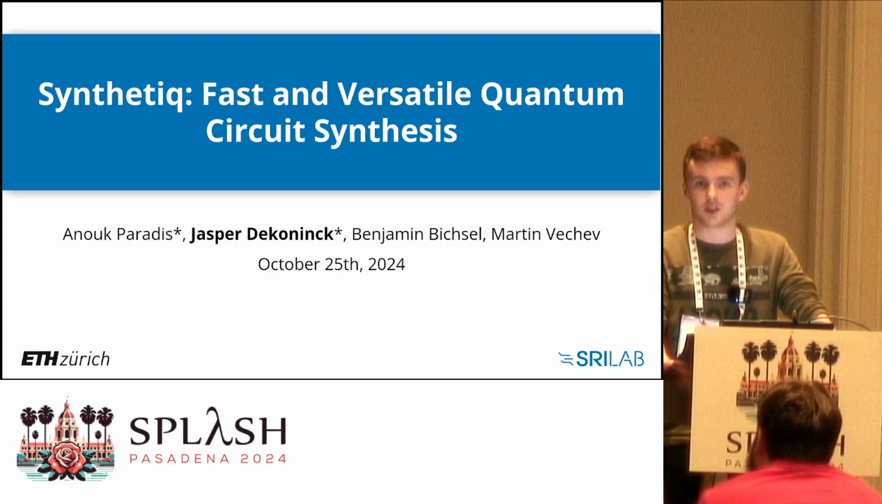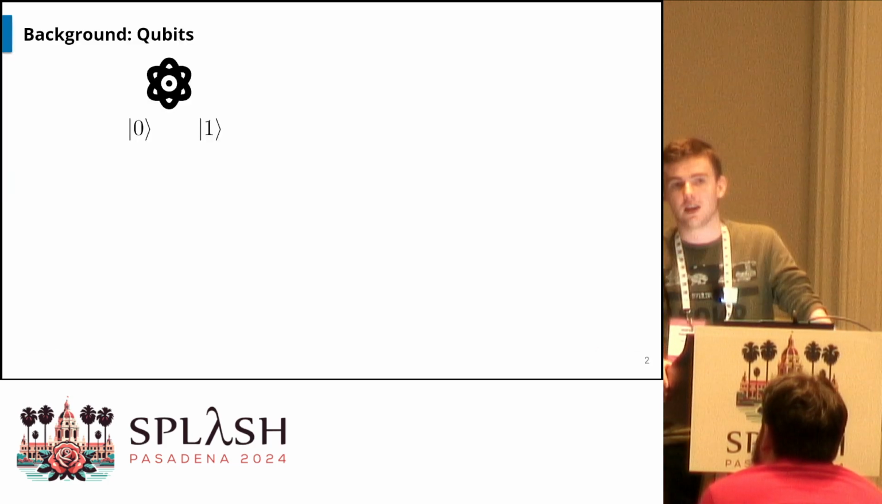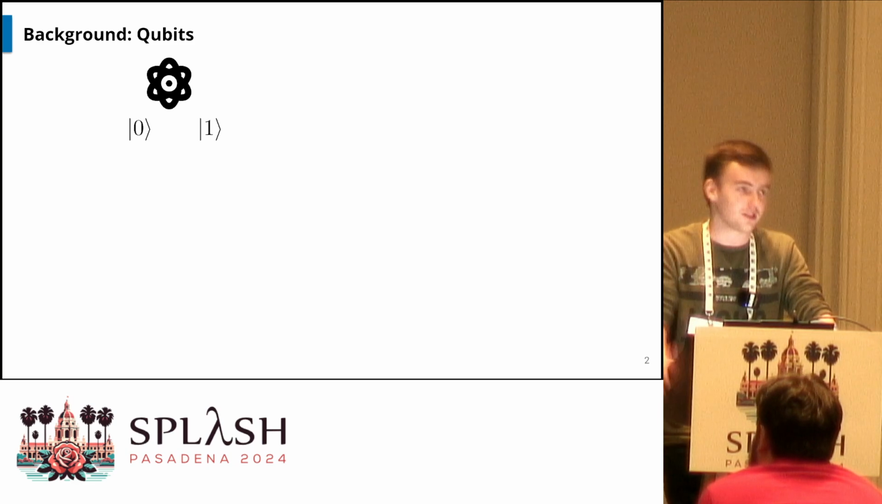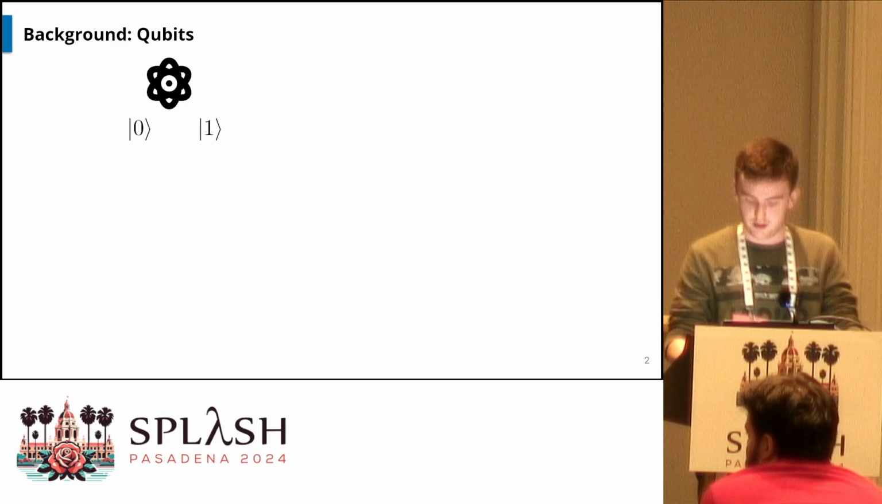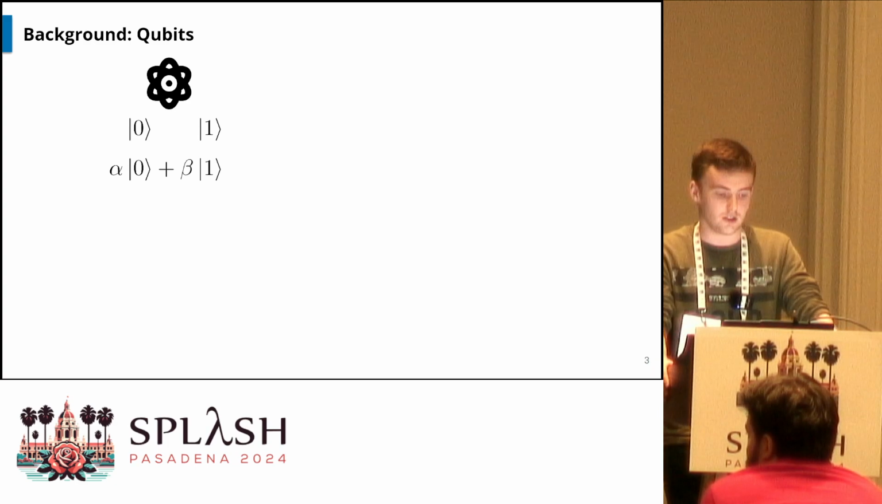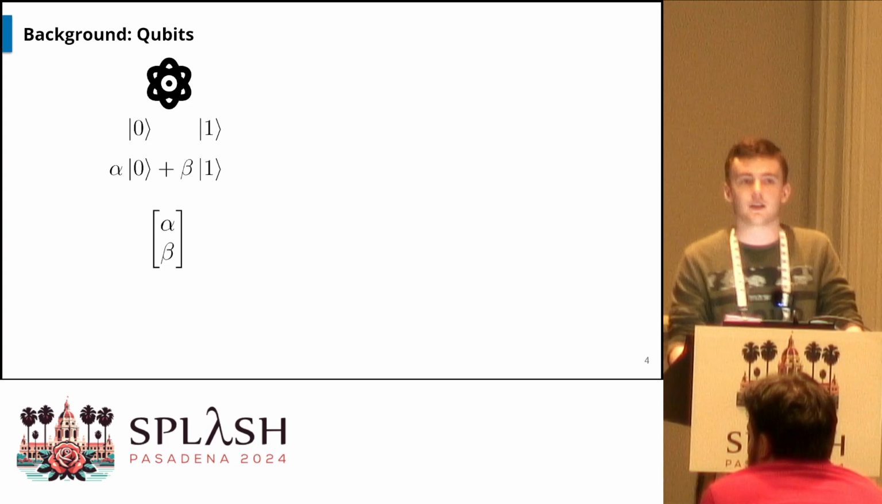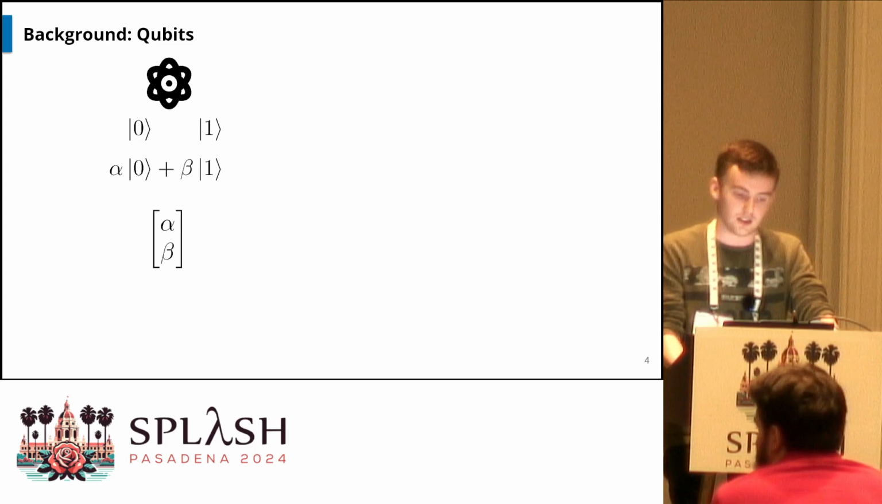Now, if you've got this far into these quantum talks, I'm assuming that you already know what a qubit is. If not, let me remind you: a qubit is the quantum equivalent of a bit, either 0, 1, or any linear combination of both. What is important for this talk, though, is that you can also represent it as a vector. And this vector representation we will use in our circuit synthesis method.